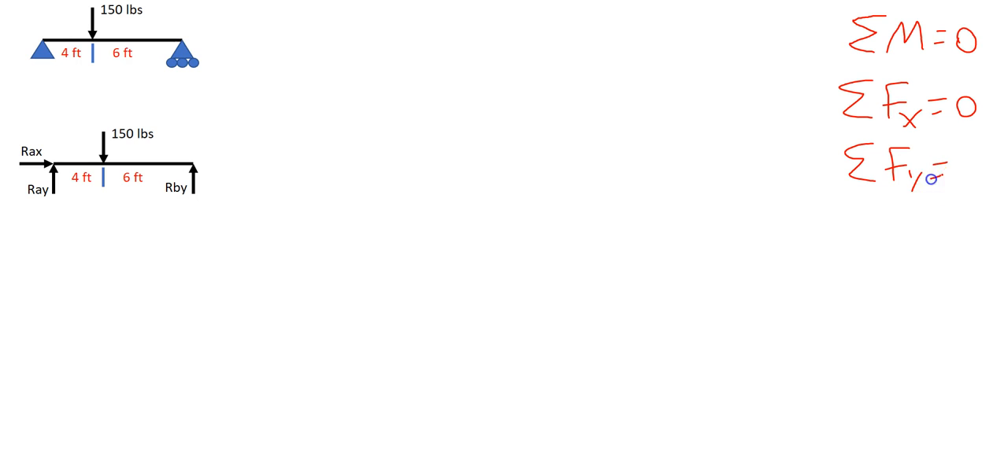In this particular example, we will take a look at solving for the reaction forces given a pin and a roller and a single point load. In this case, we will use our static equilibrium equations that we have learned about in the previous examples. Our static equilibrium equations are the sum of the moments is equal to 0, the sum of the forces in the x direction is equal to 0, and the sum of the forces in the y direction is equal to 0.